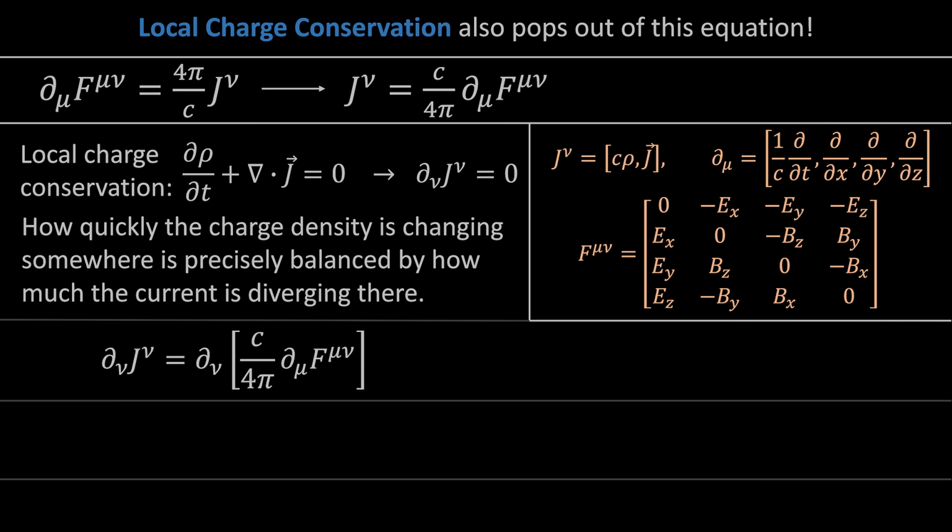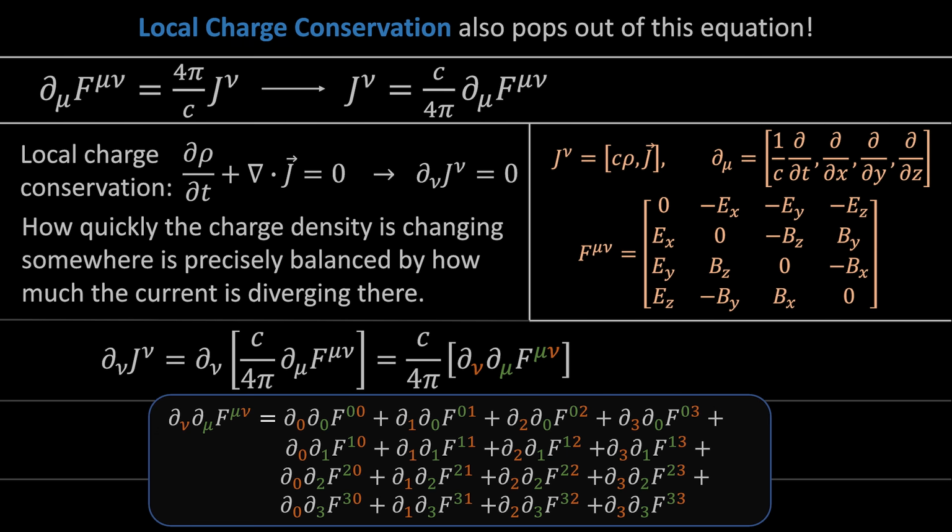So when we write out partial nu J nu, we can write that as partial nu c over 4 pi partial mu F mu nu. So many mu's and nu's, it's hard to say. Anyway, we can pull out the c over 4 pi as a constant, and now what we have is the derivative of an F mu nu. And because both nu and mu are repeated in this term, this expression is actually a sum over all of those different indices. So we're going to have 16 terms here.